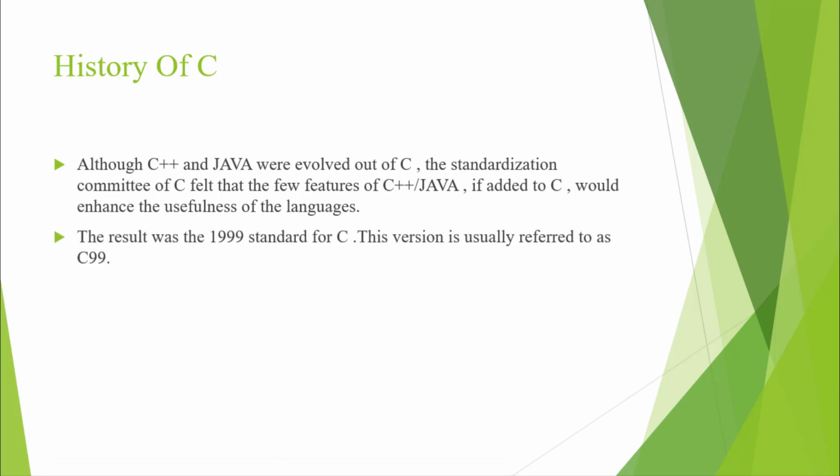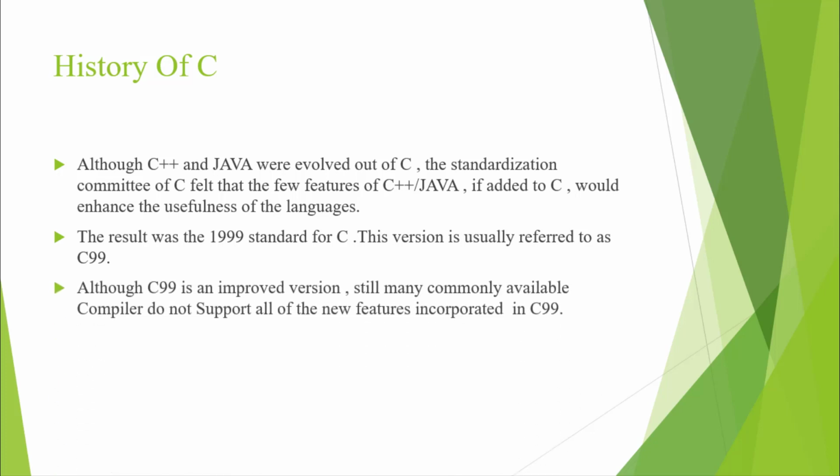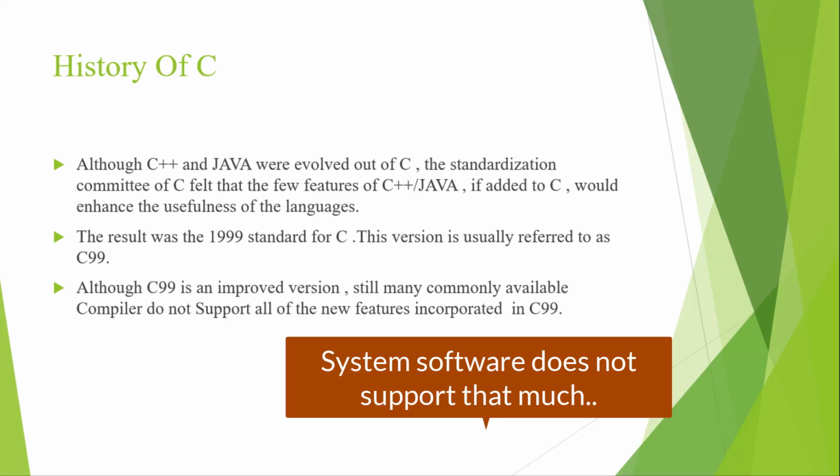The result was the 1999 standard for C, which took 10 years. After 10 years, following C89, a new version was developed, known as C99, highly influenced by C++ and Java. Although C99 was never popular, many people don't use it that much, and system software doesn't support it.